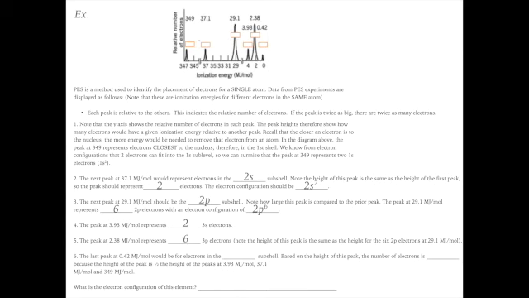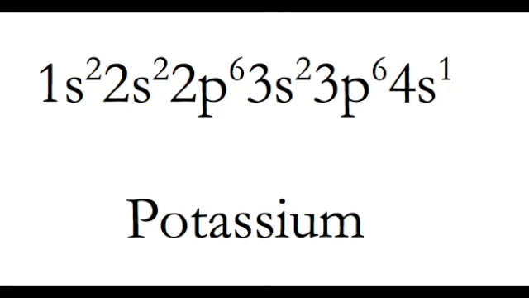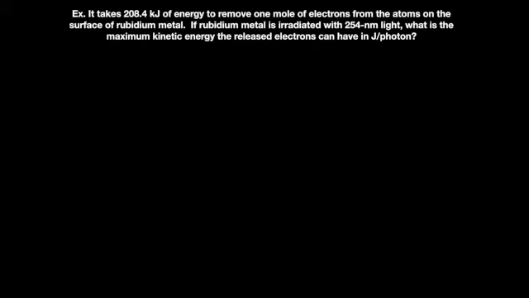For the last one, it's going to be 4s, and notice since it's half as tall as the peaks that have 2 electrons, it's going to only have 1 electron. And therefore, this entire PES allows us to determine the electron configuration for this atom. So the PES graph that we were looking at allows us to compare the amount of energy that's required to remove electrons in order to determine the electron configuration for an atom.